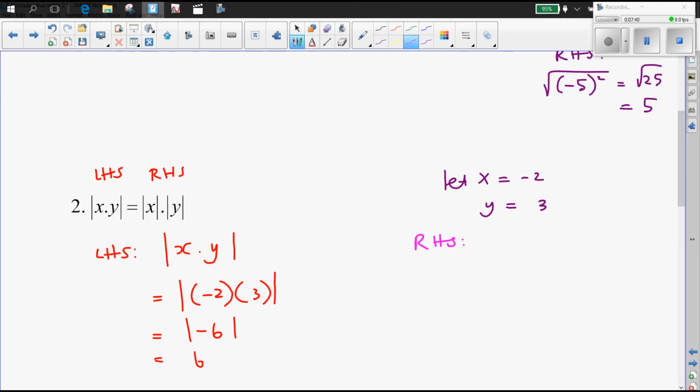Let's look at the right-hand side. The right-hand side is asking me to calculate the product of the absolute value of x and the absolute value of y. So the absolute value of x is going to be the absolute value of negative 2 multiplied by the absolute value of 3. And the absolute value of negative 2 is 2, because negative 2 is 2 units away from 0 on the number line. So the distance between negative 2 and 0 is 2 units. So the absolute value of negative 2 is going to be 2, and the absolute value of 3 is 3, and this gives me 6. So therefore, left-hand side equals right-hand side.